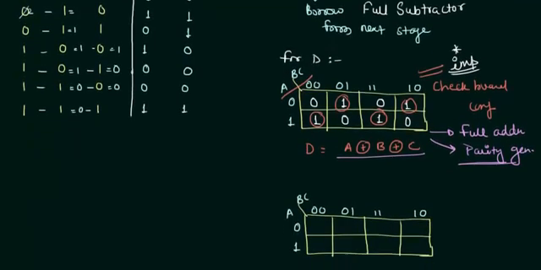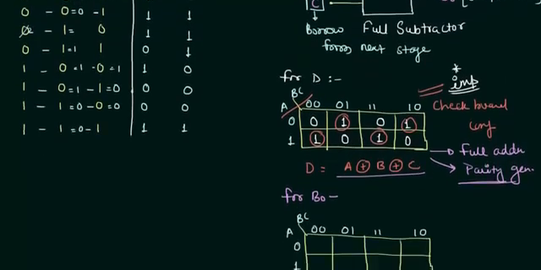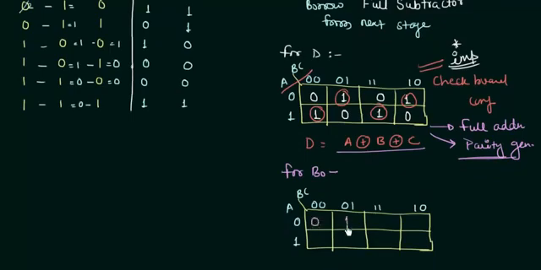Now it's time to fill the K map for your output borrow, and it is 0 1 1 1. So we are having 0 1 1 1 and 0 0 0 1. So 0 0 0 1. So let's make the grouping in this. The first group I will make is of these two ones, the next one is for these two ones, and the last one is this one and this one.